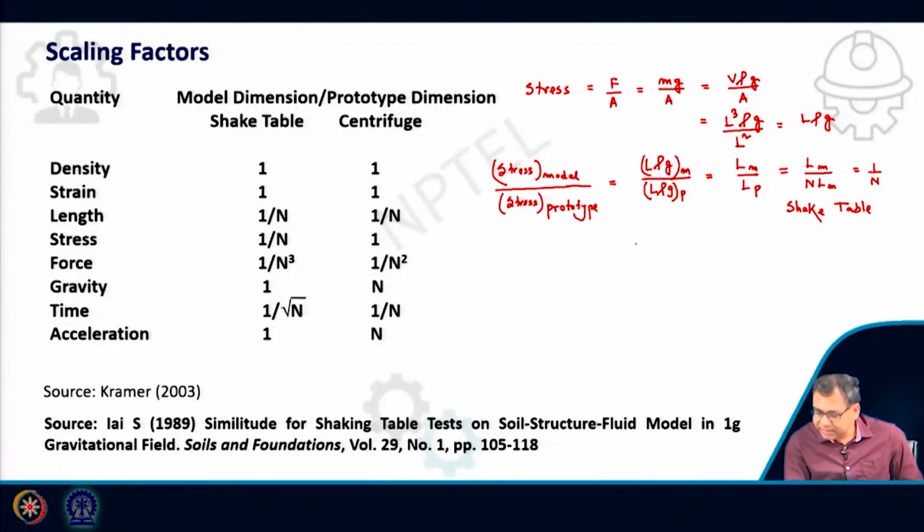Now for the centrifuge, we do the same thing, but the problem is in case of centrifuge, this is L rho g for the model and this is for the prototype. For the centrifuge, rho will cancel, the density is again 1. But not the g, or I should say it is acceleration, not the gravity. So in the model, the acceleration is n times g in case of centrifuge, but in the prototype, it is g only.